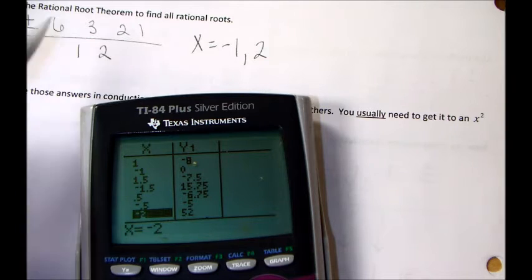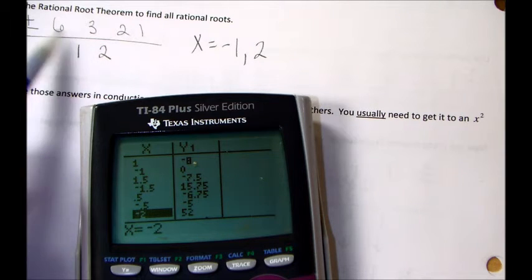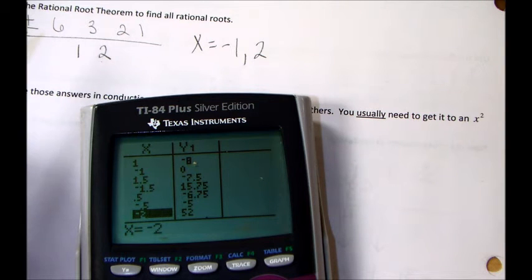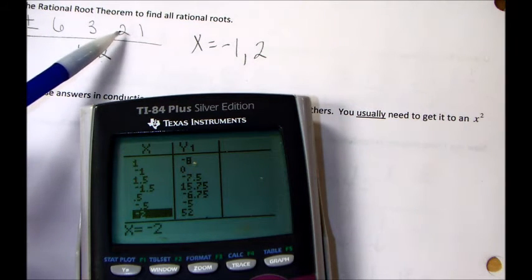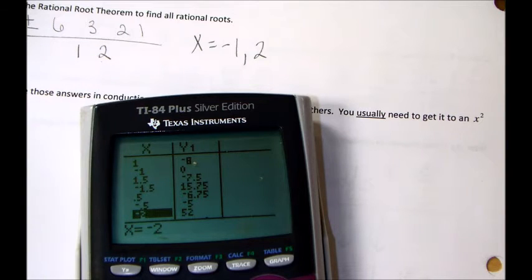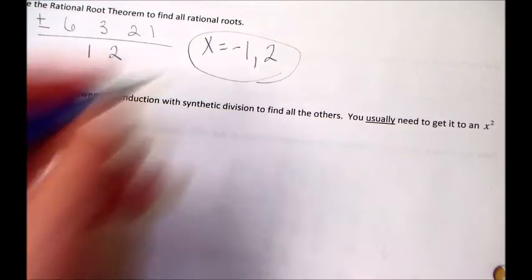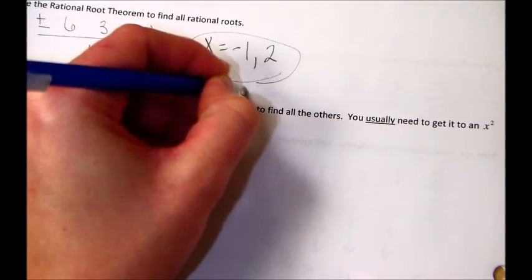Neither of those work. Now maybe you're wondering, why are you testing 6/2? Well, 6/2 is a 3, so I don't have to test 6/2. Maybe you're wondering, why aren't you testing 2/2? That's because 2/2 is a 1, and I already tested 1. So the only 2 that I found are these 2 right here. These are my rational roots.